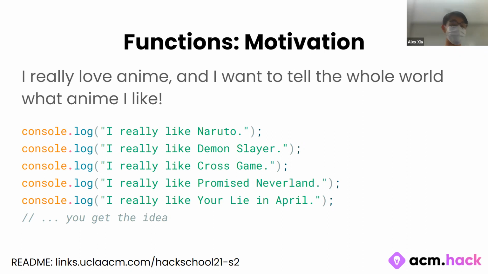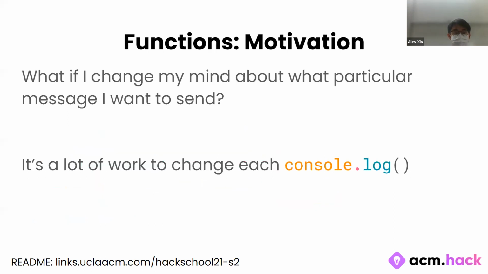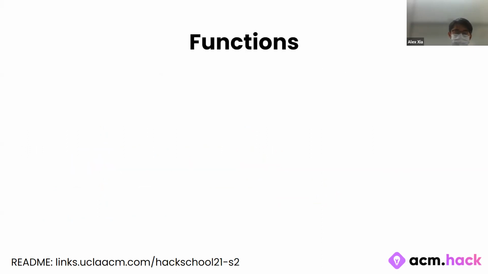So let's say that I really like anime and I want to tell the whole world what anime I like. So here I console.log a bunch of statements saying that I really like all of these anime, and you get the idea. But what if I want to change I really like to I love Naruto, I love Demon Slayer. Then I would have to go back into my code and change all of the I really like to I love. And that's a total pain, right? So functions, I forgot about this slide. Functions can help us solve that.